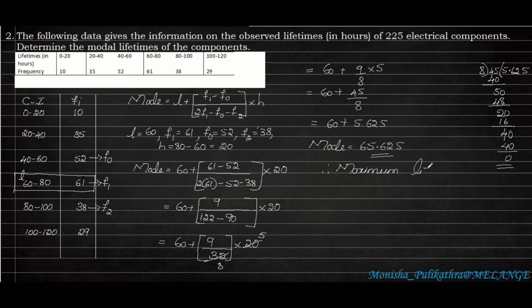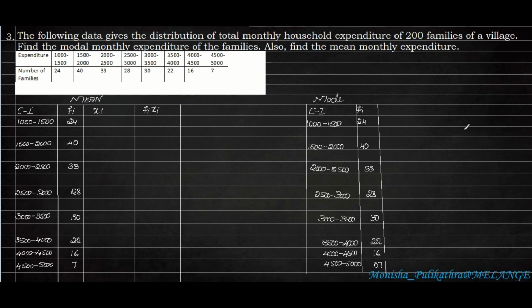maximum lifetime of electrical, that is 225 electrical components. Okay, maximum lifetime of the electrical components is given by 65.625 hours. Okay, I hope you understood this. Moving on to the third problem.